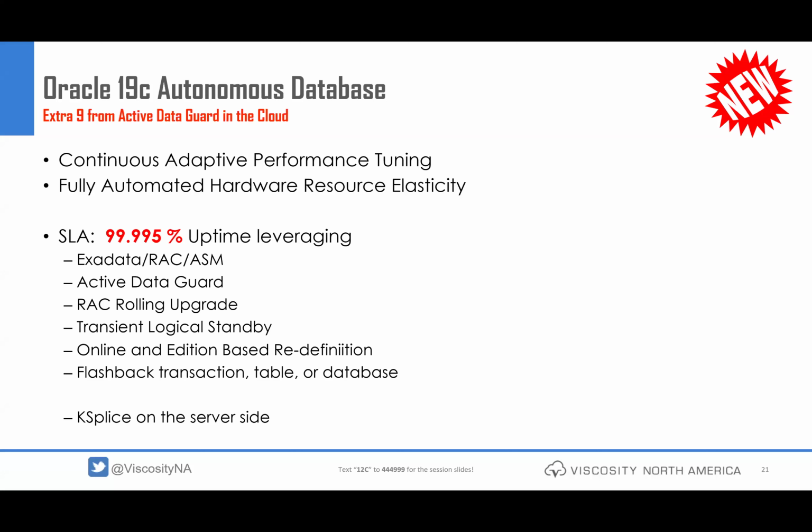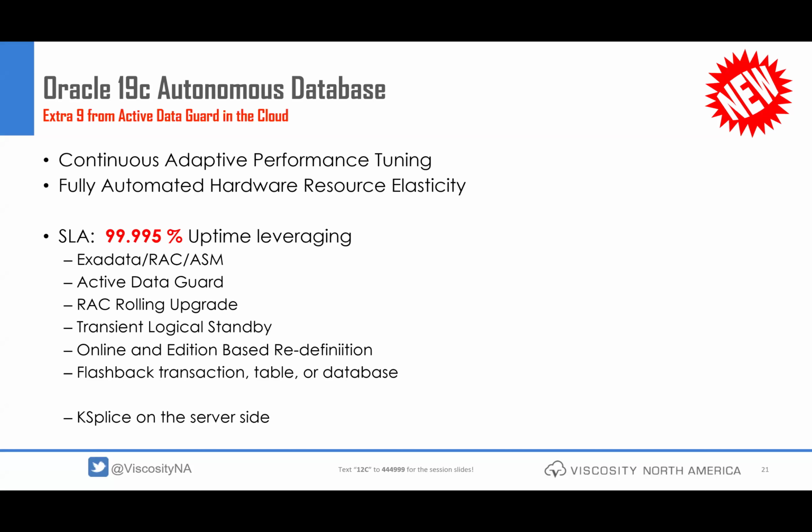Also in the cloud, you get an extra 9 by leveraging Active Data Guard for Autonomous Database. If you have Autonomous Database and you click on the option to enable Active Data Guard for it, it actually goes from 99.95 to 99.995% uptime. And uptime is very important because of the amount of downtime you get, and a lot of the financial customers, a lot of the healthcare customers have really high standards for uptime.